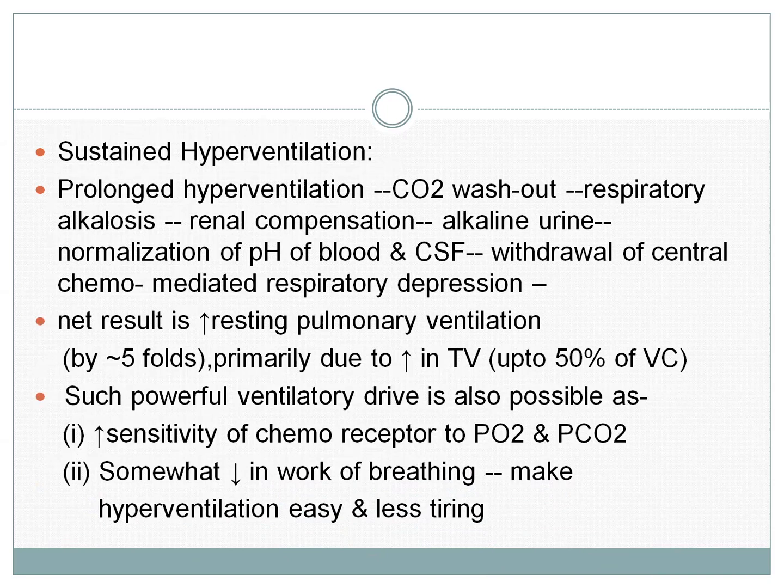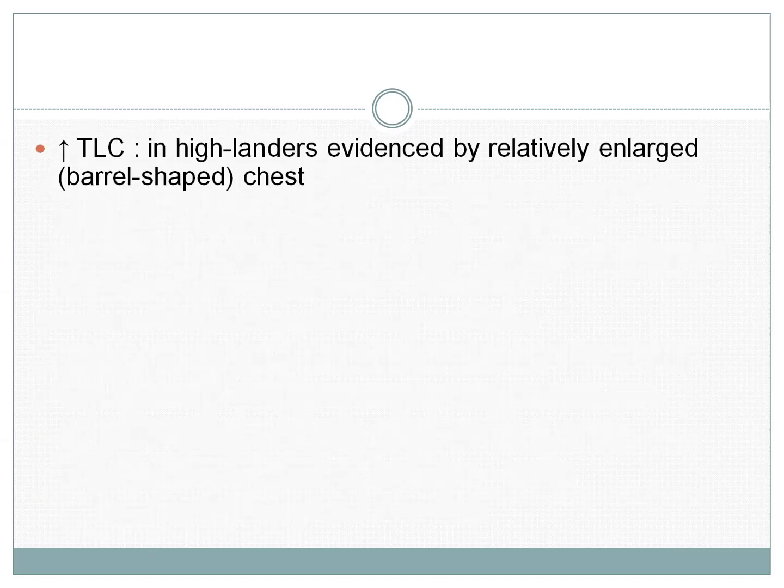This powerful ventilatory drive is also possible as there is increased sensitivity of the chemoreceptors and decrease in the work of breathing. So that makes the hyperventilation easy and less tiring. So along with this, these two changes are also occurring: increased sensitivity to chemoreceptors and decrease in work of breathing. So sustained and prolonged hyperventilation is possible.